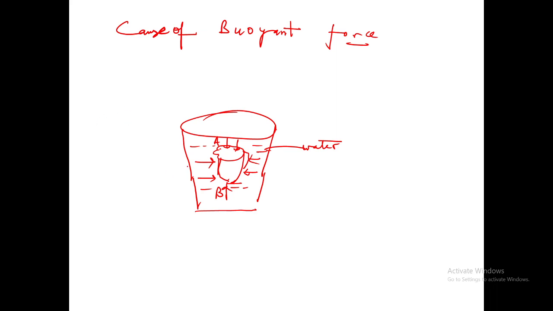So the forces acting from the left direction and from the right direction cancel out. Here pressure is less and here pressure is more. So a net upward force is acting, known as what? Buoyancy force. Now I am going to discuss factors affecting buoyant force.